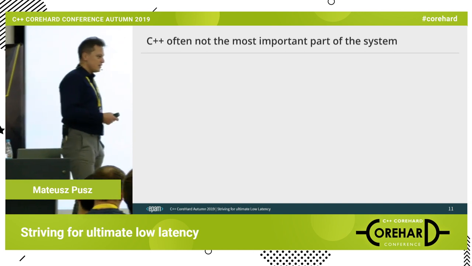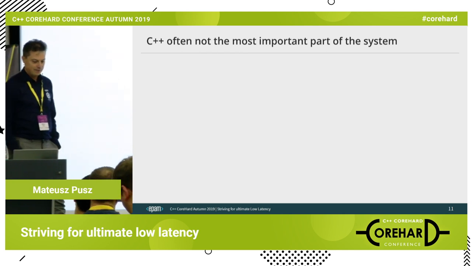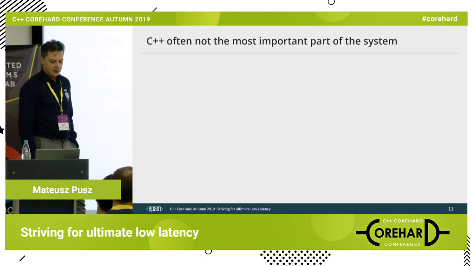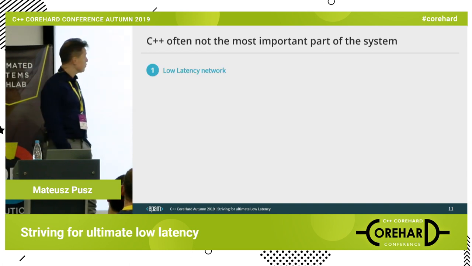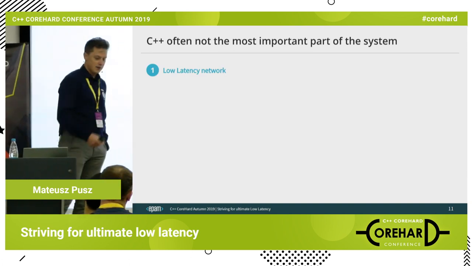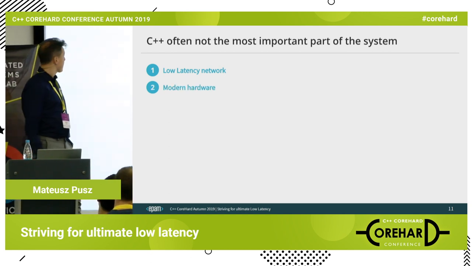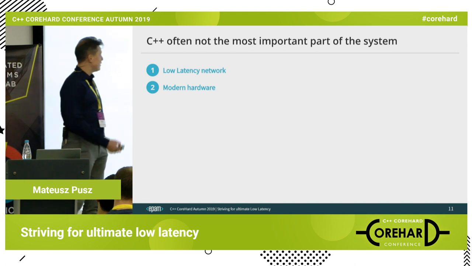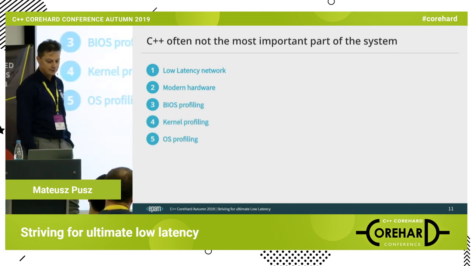When you're writing low latency software, actually C++ is not your biggest weapon to use. First of all, you have to have a really good system. You have to have a good network connection, and you have to be close to the market, as I said. You have to use modern hardware. When you have both of those, you have to profile this. You have to profile the BIOS, you have to profile the kernel, you have to profile the OS.